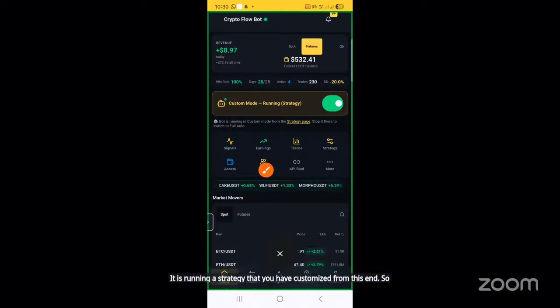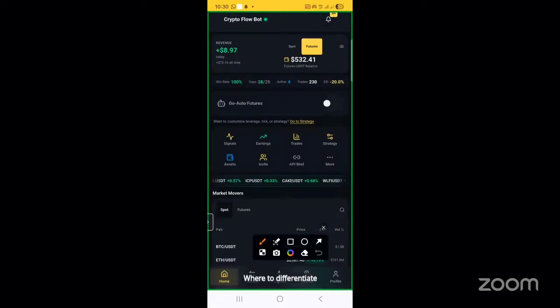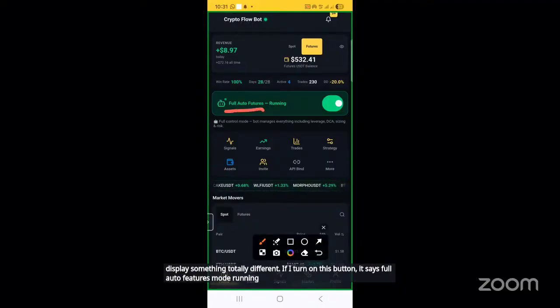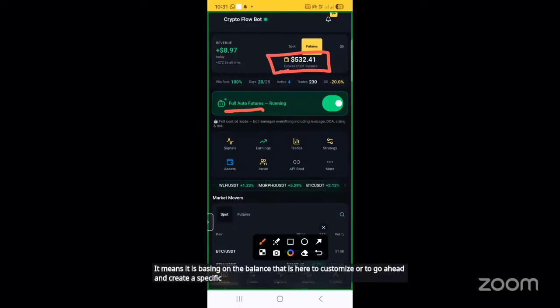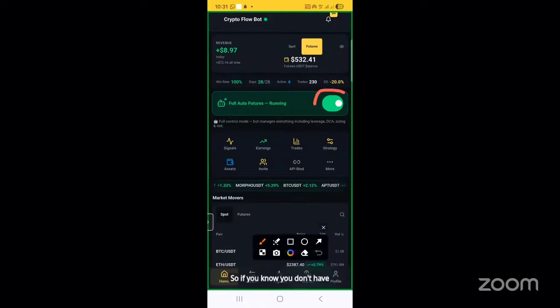So this is different. Let me show you, for example. Let me first turn it off so you can differentiate. If I turn it off from the strategy, it turns it off here too. But now, if I put on this button, you'll see that it is going to display something totally different. It says full auto futures mode running. It means it is basing on the balance that is here to go ahead and create a specific strategy for small capital users. So if you know you don't have small capital, don't turn on this.